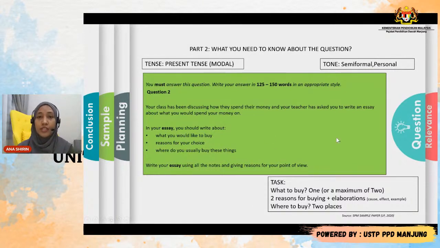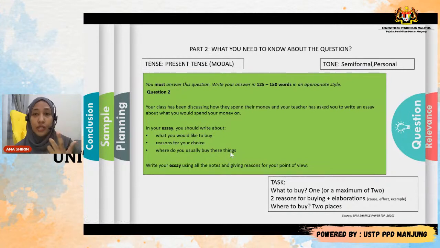So let's look at the question itself, where we can derive the 3 T's. The first T is what to buy. It is in the form of bullets over here, not really in the form of questions, without the question mark, but you need to address what to buy. And you have to give reasons for your choice, and where you actually buy this.